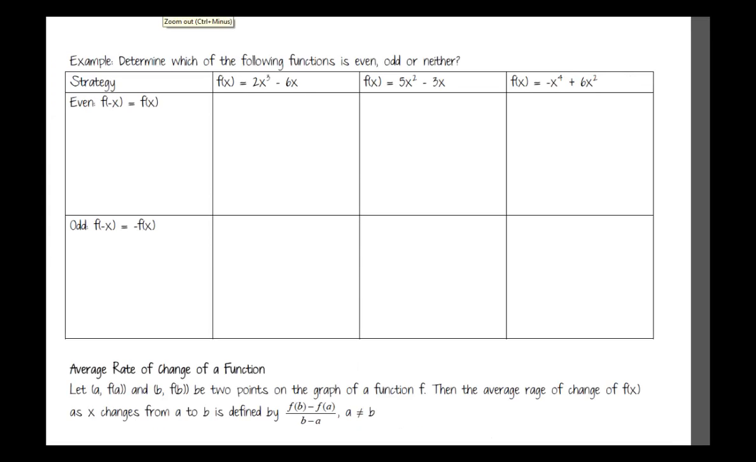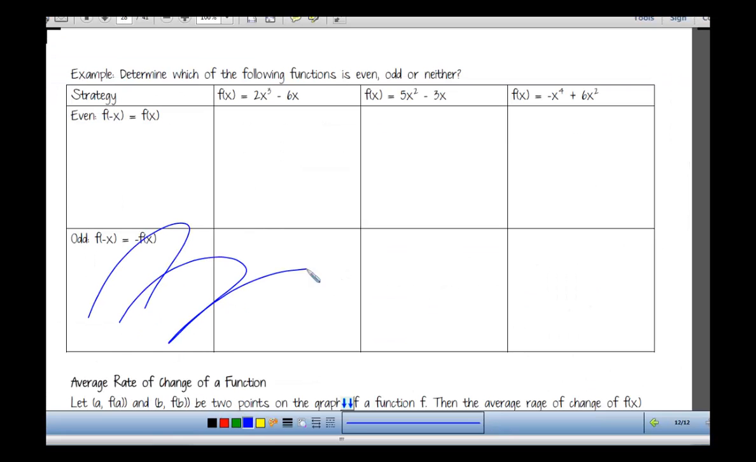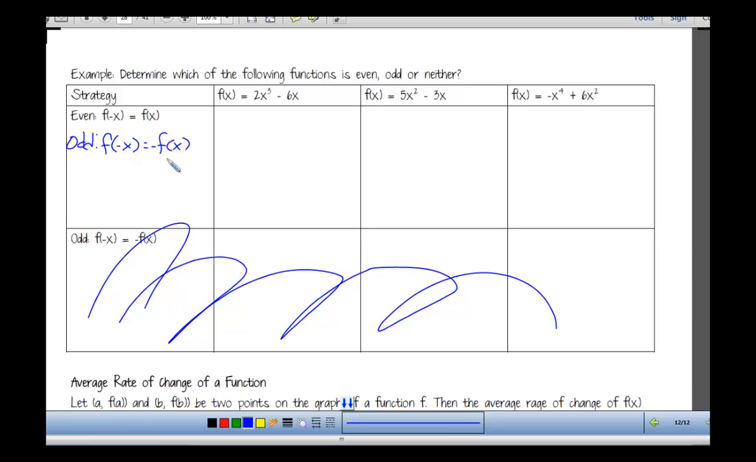Okay, determine which of the following functions is even, odd, or neither. I really don't need to take this out. We don't need this. They're not really separate tests. It's one test, and we look at the results to see what it comes out to be. So it will be odd if f of negative x is equal to minus f of x. Okay, so let's take a look.